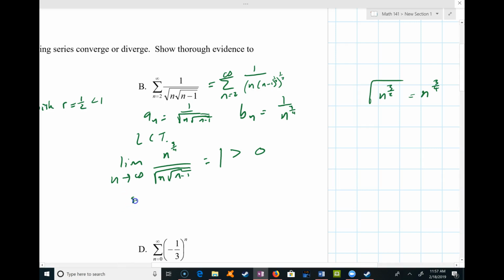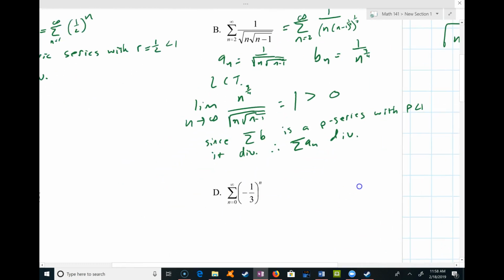So we say since b sub n is a p-series with p less than 1, it diverges, and therefore a sub n also diverges. Okay.